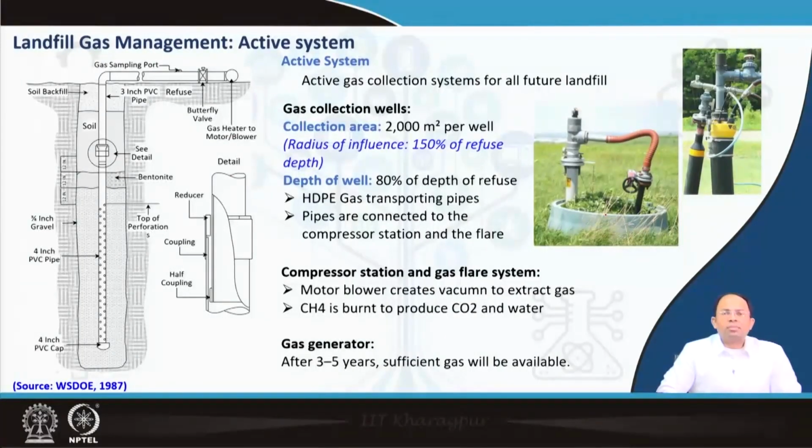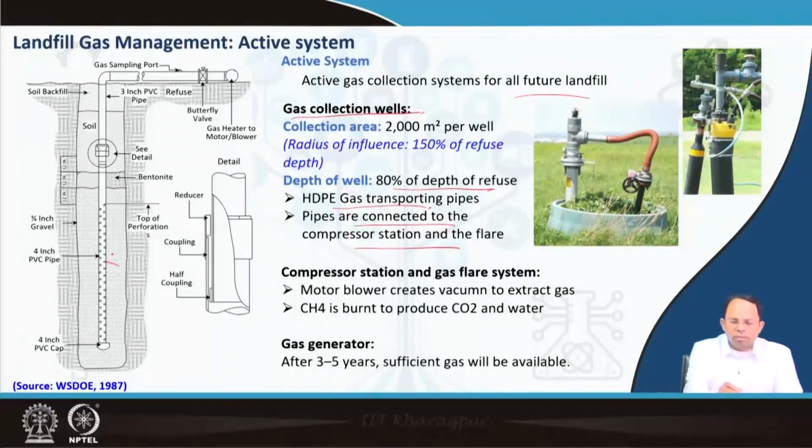So next comes the active system. In active system, as we were saying, all future landfills in India should also have active systems. Here we construct gas collection wells. That means we create wells to at least 80% of the depth of the refuse, and we put HDPE pipes covered by, of course, this granular material to collect the gas, and then it could be transported to the top. Now pipes are connected to the compressor station.